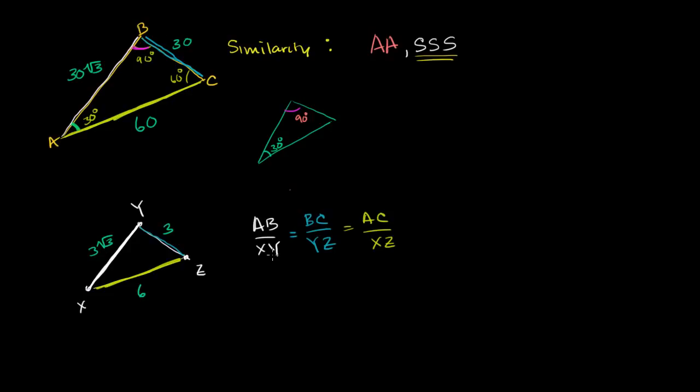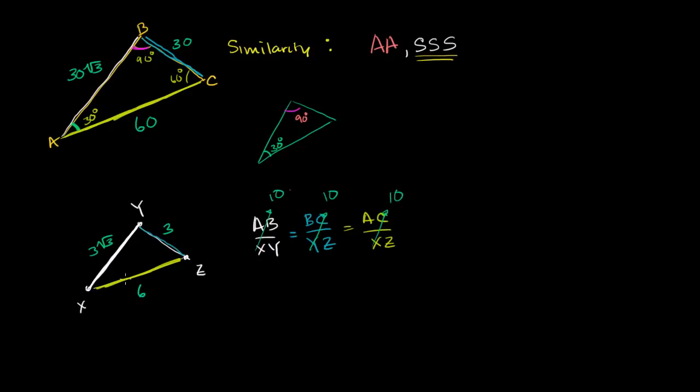Notice AB over XY, 30 square roots of 3 over 3 square roots of 3. This will be 10. What is BC over YZ? 30 divided by 3 is 10. And what is 60 divided by 6? Well, it's AC over XZ. Well, that's going to be 10.